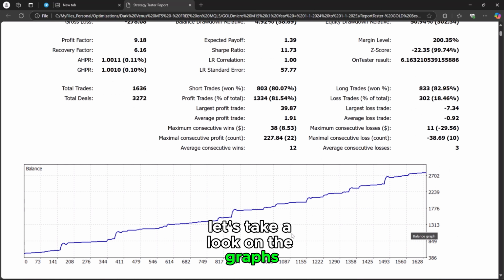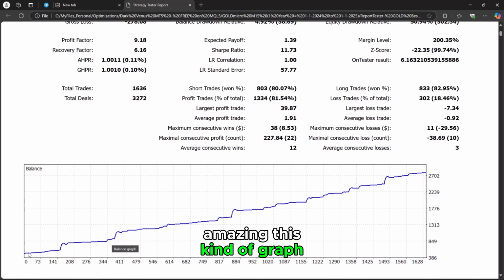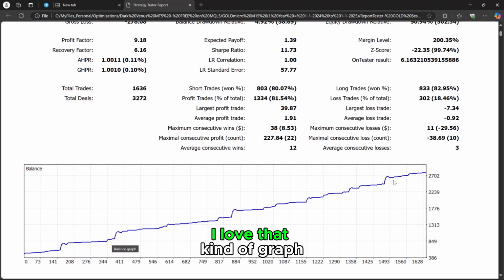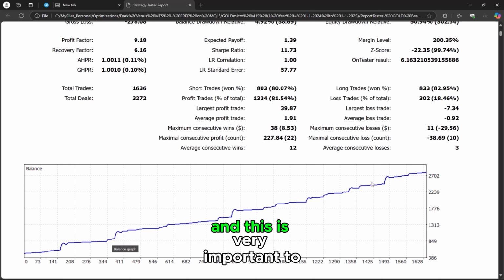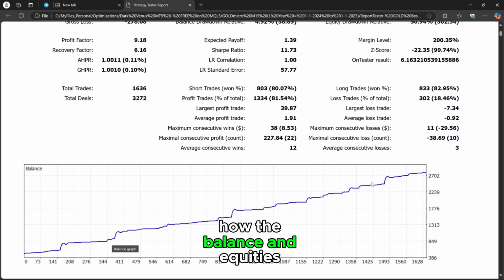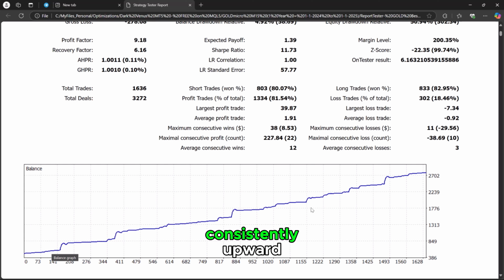Let's take a look at the graphs. Amazing. This kind of graph which is consistently going upward. I love that kind of graph, and this is very important to take a look at the graph, how the balance and equity is going upward. In this case, you can see the graph is going consistently upward without giving us very big drawdowns.